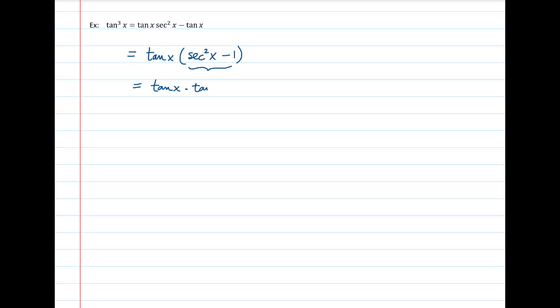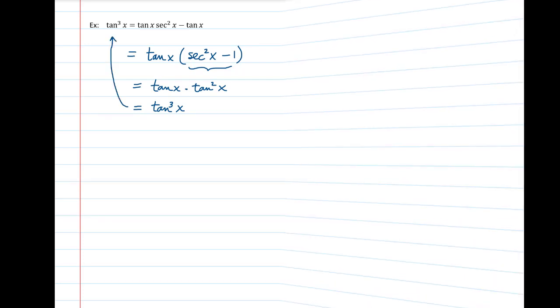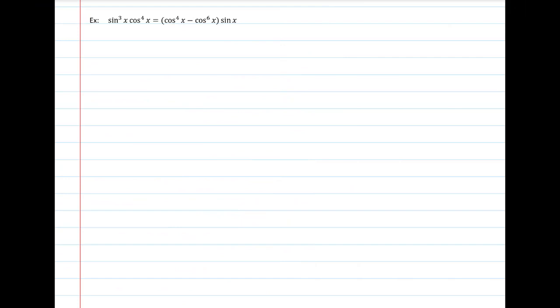So I can change that to tangent squared of x, and I think you can see what to do from there. Let's combine the two, and I end up with my tangent cubed of x, which is what we have on the left side, and we're done. Okay, so one last example here.